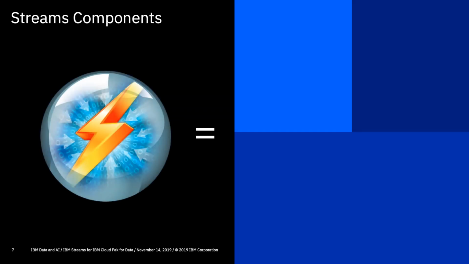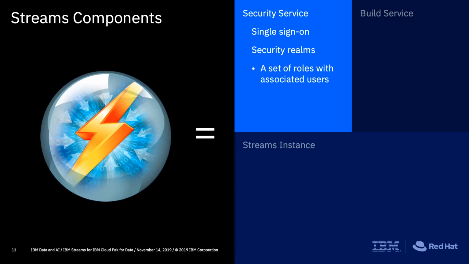Now that we've gone over what a Streams standalone deployment is, let's learn about the different services the Streams product offers. The three major components of Streams are the security service, build service, and the Streams instance. The security service is a new component that provides single sign-on support for Streams services. The Streams security service is capable of managing one or more security realms, which is a collection of roles with associated users. Streams services use these roles to determine user permissions. The security service is an easy way to configure roles and users that can be used across multiple services and instances, rather than each having to configure their own security.